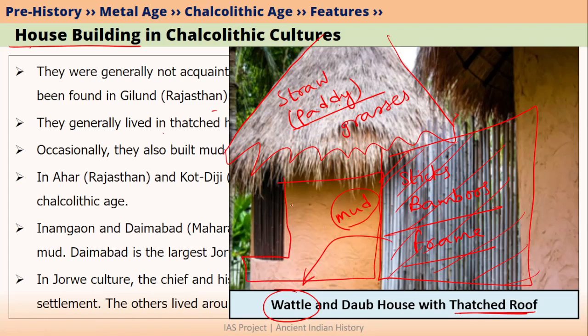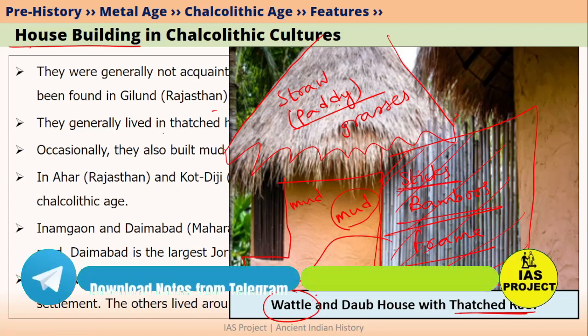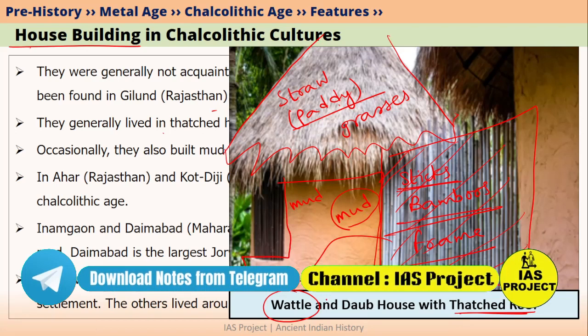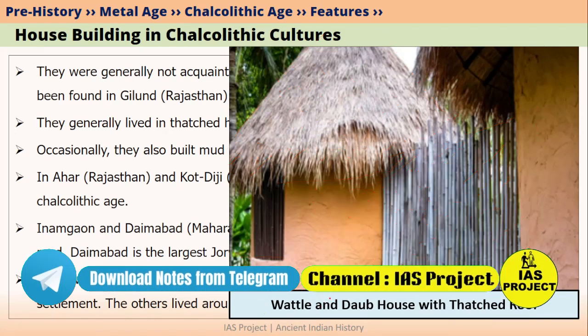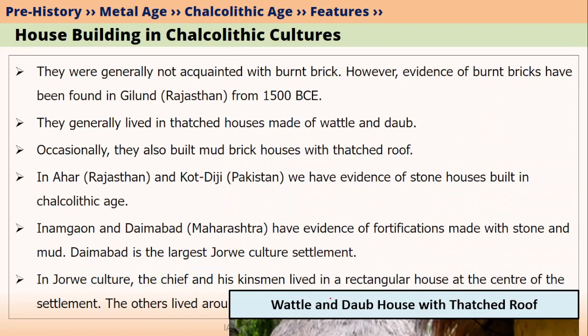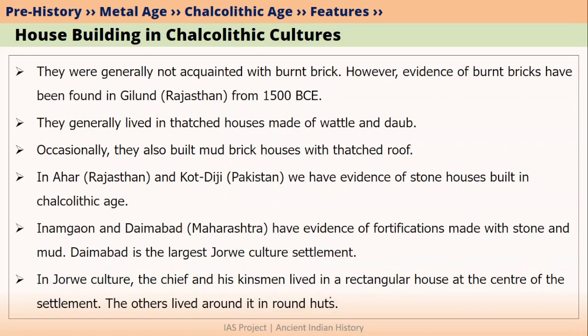On the outside, it generally has mud, but on the inside, it has a frame which is made up of sticks, bamboo or wood. So this is basically wattle and daub house with a thatched roof. So this kind of house was being used by Chalcolithic age people in India.